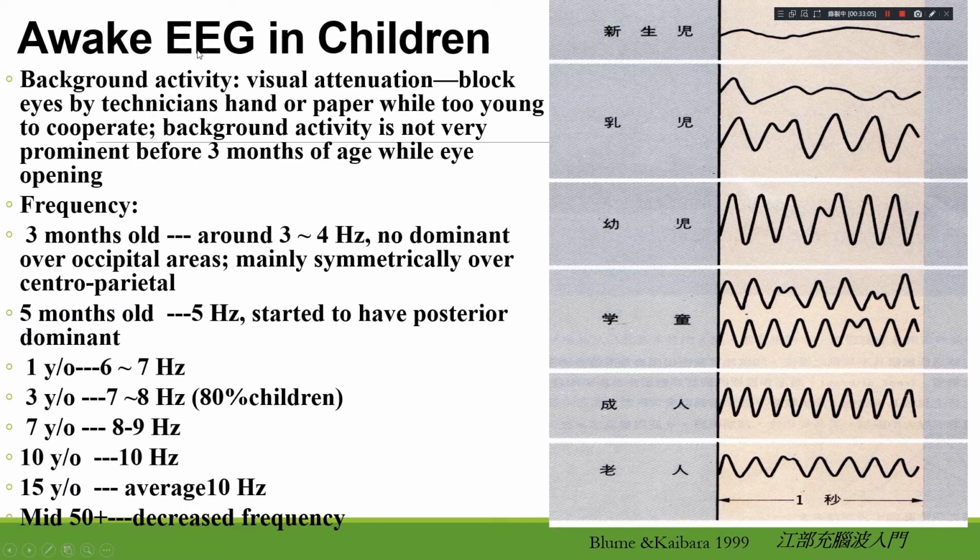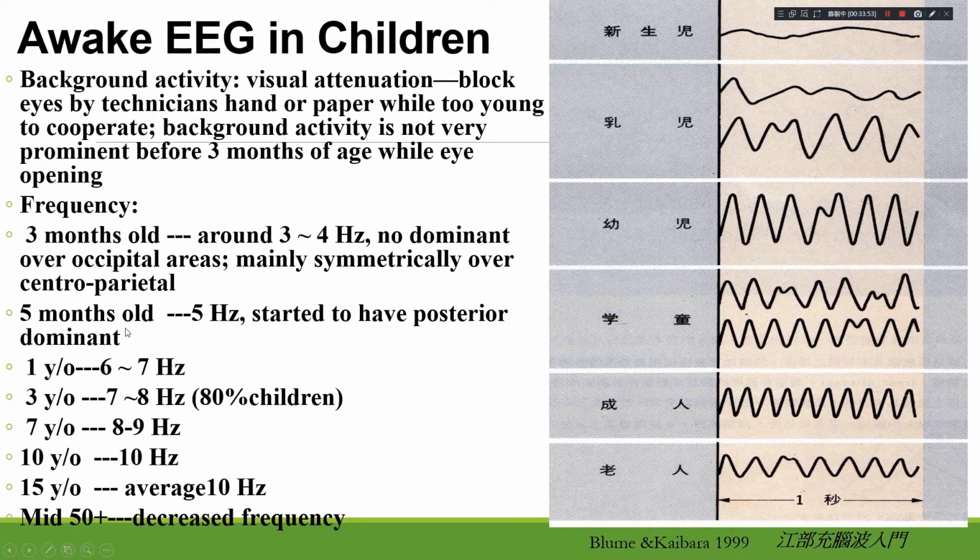So in the awake EEG in children, for the background activity, when we do eye-opening attenuation in a very young patient, we can close the eyes with the technician's hands if they cannot cooperate very well. But the background activity is not very prominent before 3 months while the eyes are open. The frequency of the awake EEG in a 3-month-old is around 3 to 4 Hz.